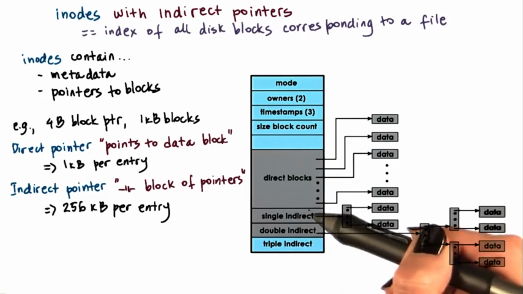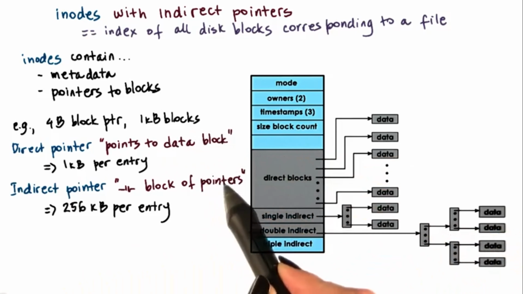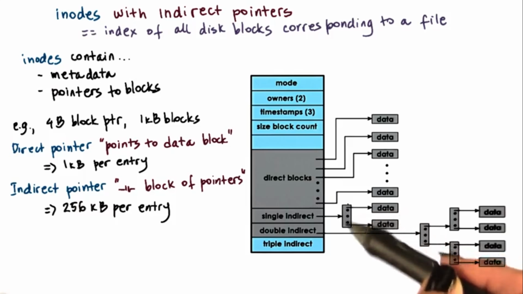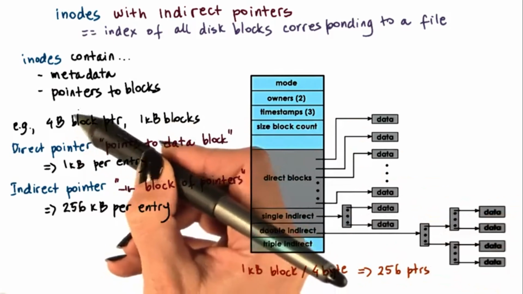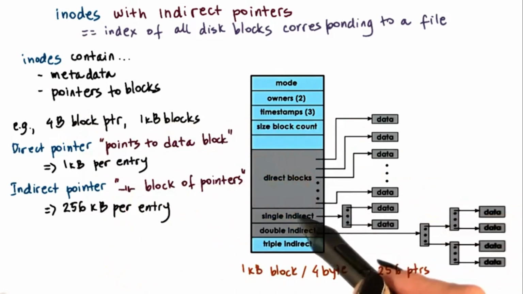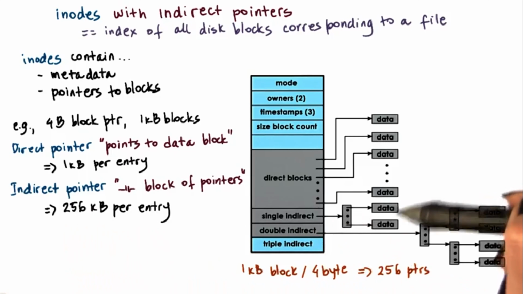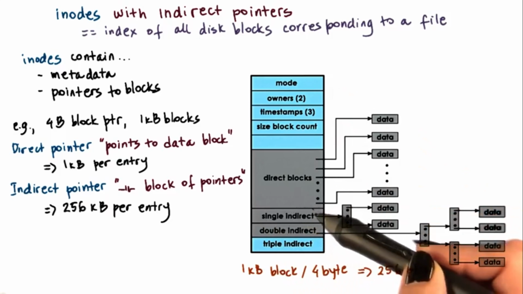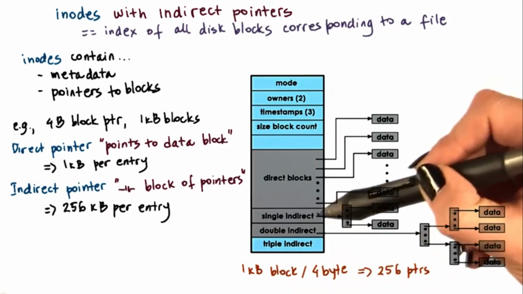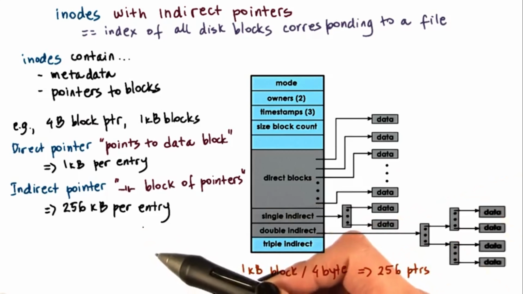An indirect pointer, as opposed to pointing to an actual data block, will point to a block that's full of pointers. Given that our blocks are 1 kilobyte large and our pointers are 4 bytes large, that means that a single indirect pointer can point to 256 kilobytes of file content. So just using a single element of the inode data structure as this indirect pointer can significantly increase the overall size of the files that can be supported in this file system.